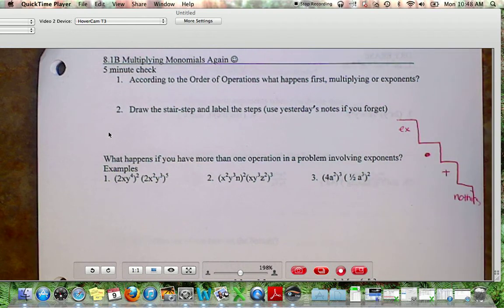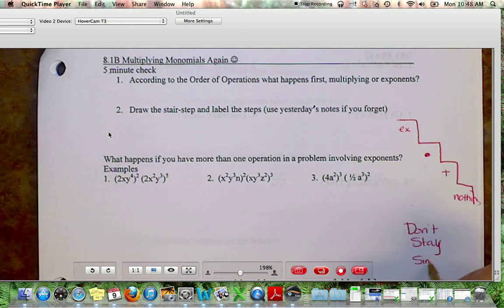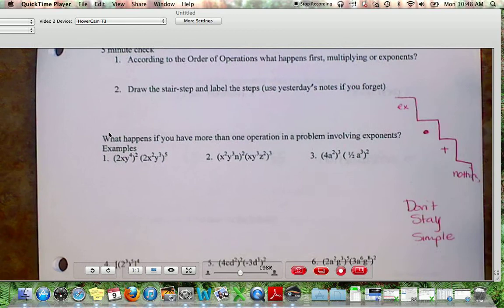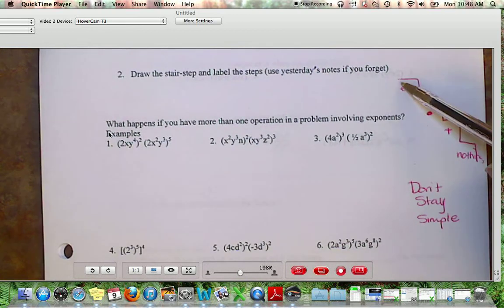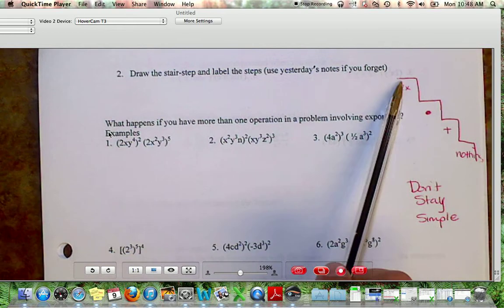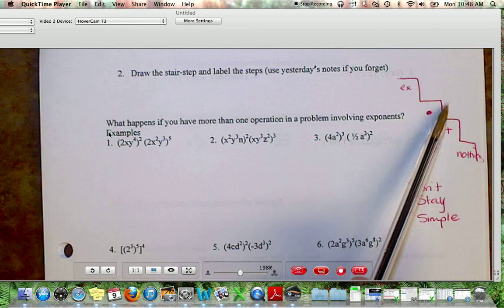And one of the things that will help you also with that, we use something I call don't stay simple. And we're not going to totally get into this today, but we'll use that in the future. Don't is going to stand for distribute. So basically, if we have any exponents on the outside, we want to do that first. And then we're going to continue on the steps.